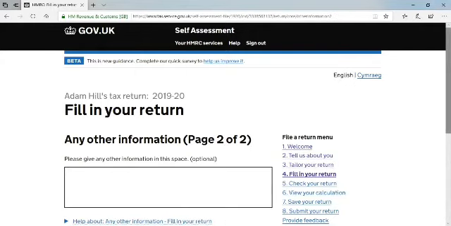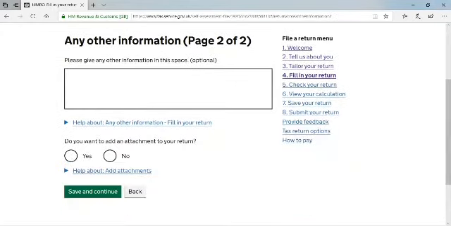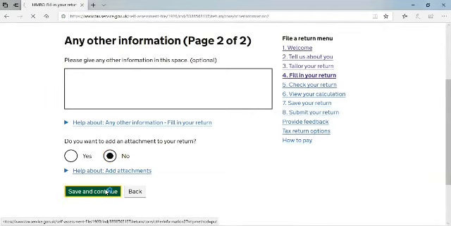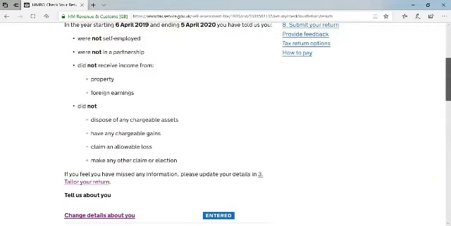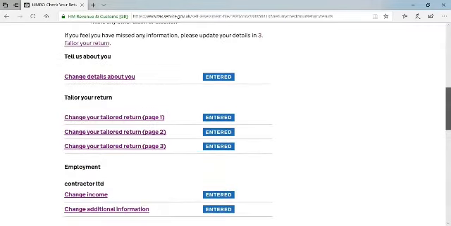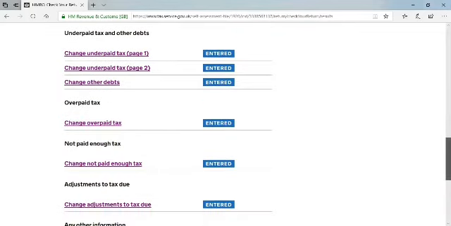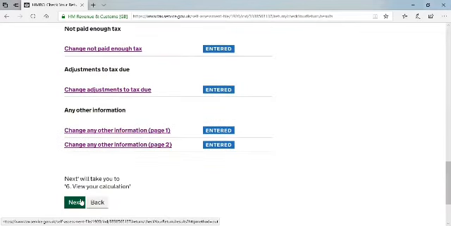A bit more white space if you want to add any extra information. You can also attach documents to your return. And then let's continue. It will give you a summary to show the sections that you have completed. Looks like they're all completed. So if you scroll to the bottom, click next.